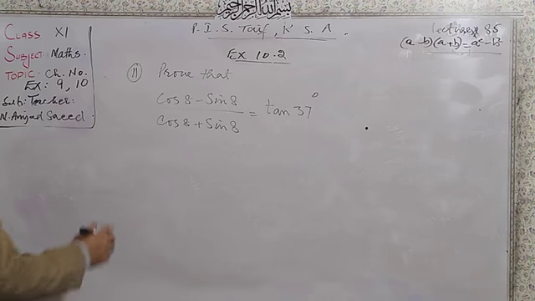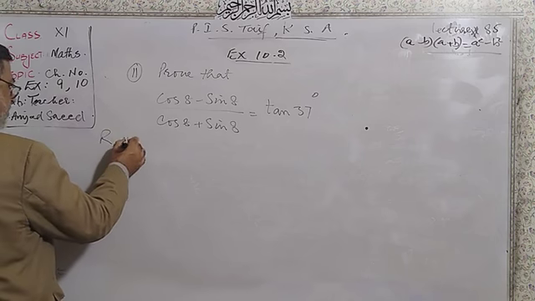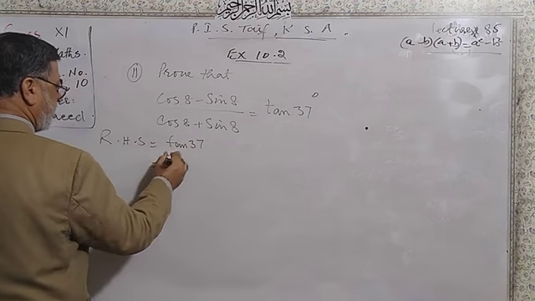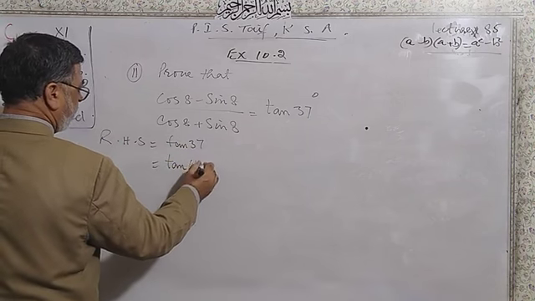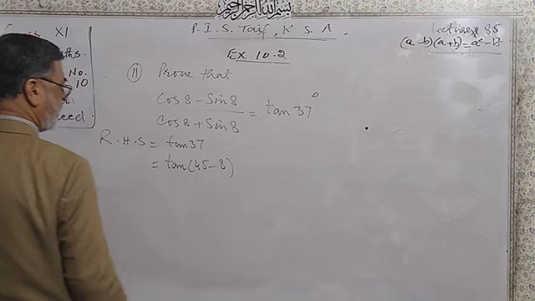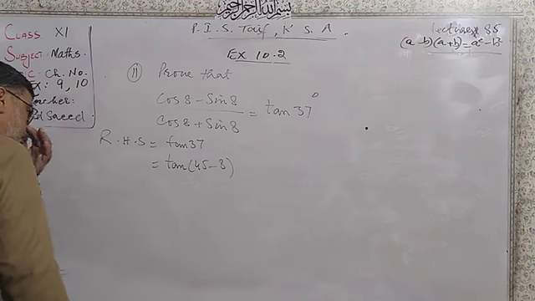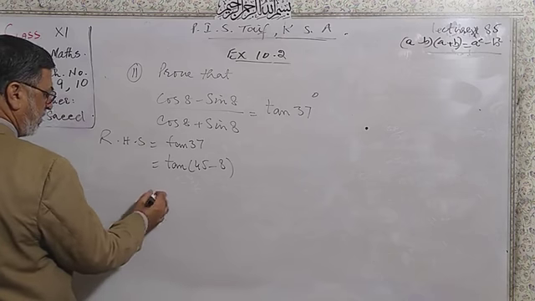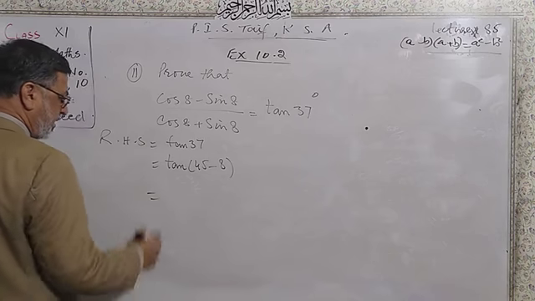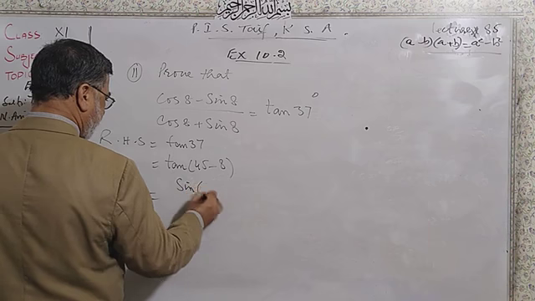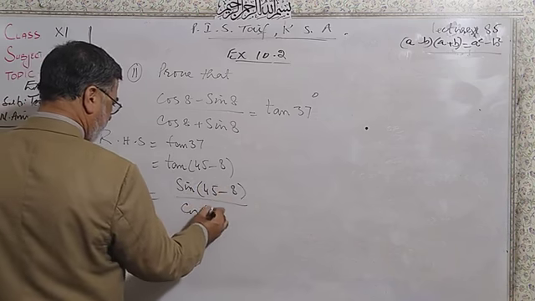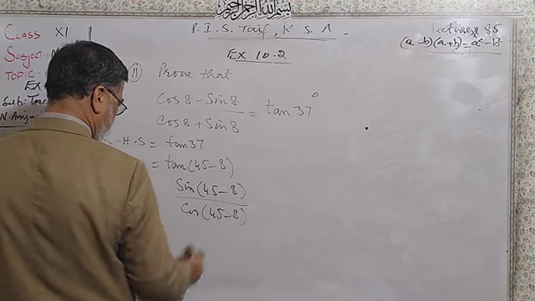Dear students, you can take your right hand side. Tangent 37 can be written as tangent 45 minus 8. Yes, you can write down tangent 45 minus 8, and tangent 45 minus 8 can be written as sine 45 minus 8 over cos 45 minus 8.